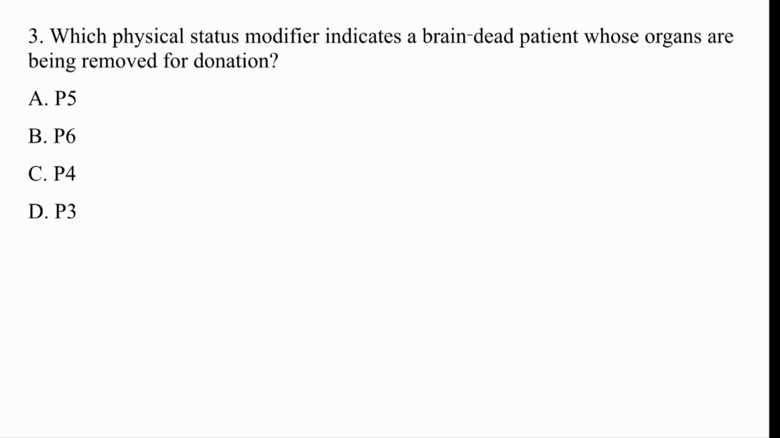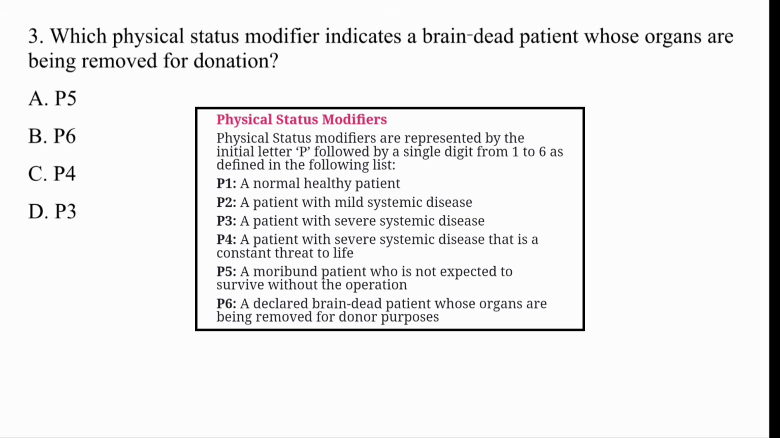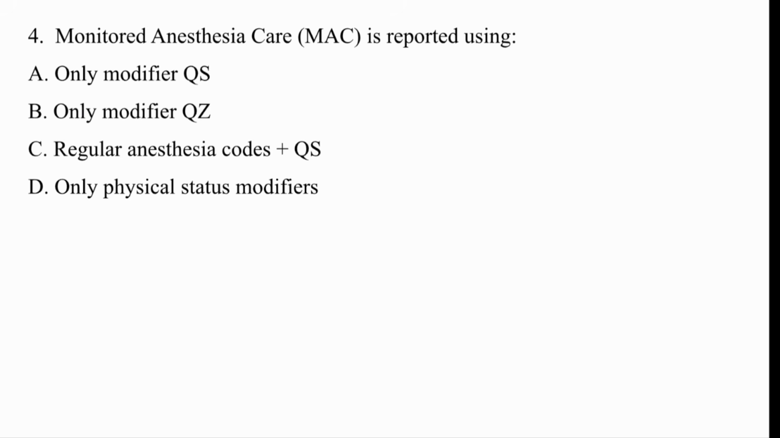Open your CPT manual, go to Anesthesia section and see under physical status modifiers. Modifier P6 is for declared brain dead patient whose organs are being removed for donor purposes. So, the right answer is option B, P6. Let us move on to the next question.